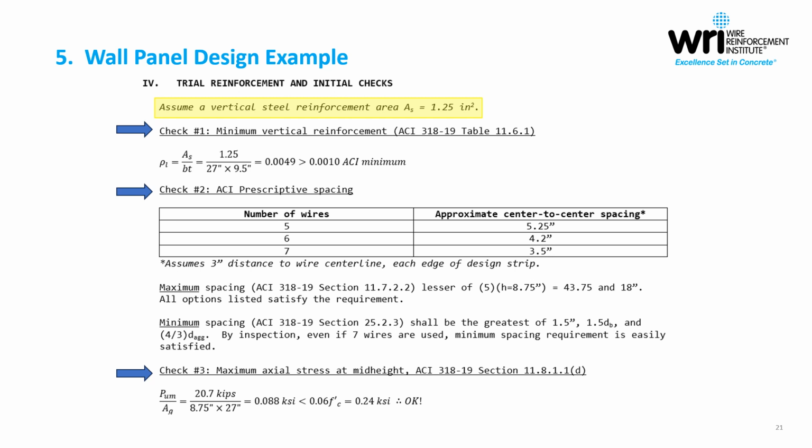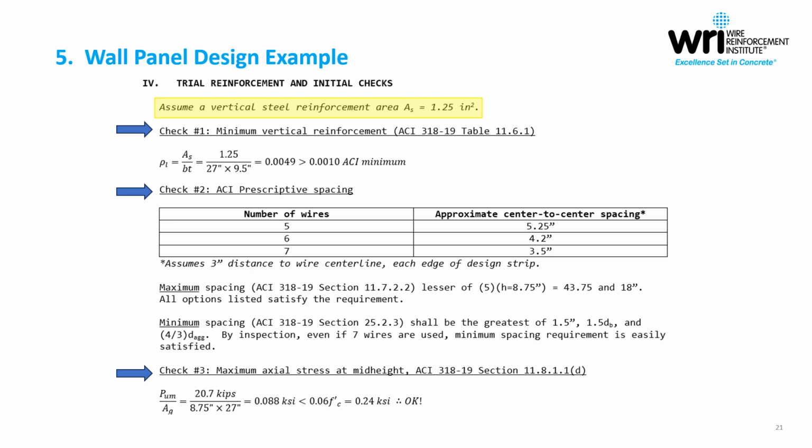Second check, prescriptive spacing. We've tabulated 3 reasonable guesses as to what we might be using to derive that 1.25 square inches. So 5 wires, 6 wires, 7 wires, and their associated center to center spacing. We then check these options against maximum and minimum spacing provisions in ACI 318, and you can see in those calculations that we satisfy both. So we're in a good range here with these options. We just need to see the example through to see if we can select one of them.